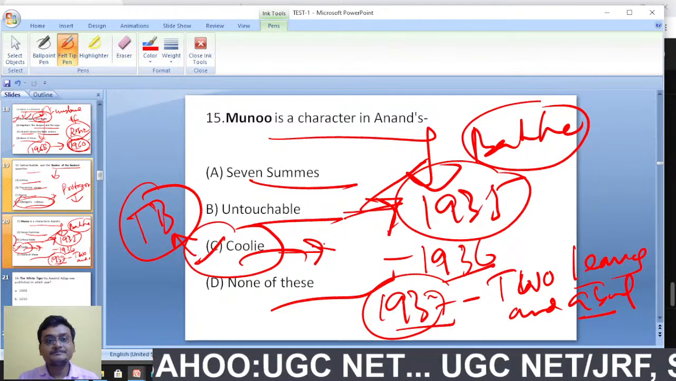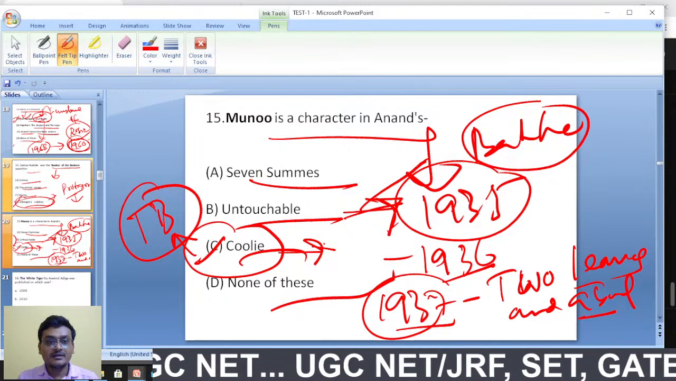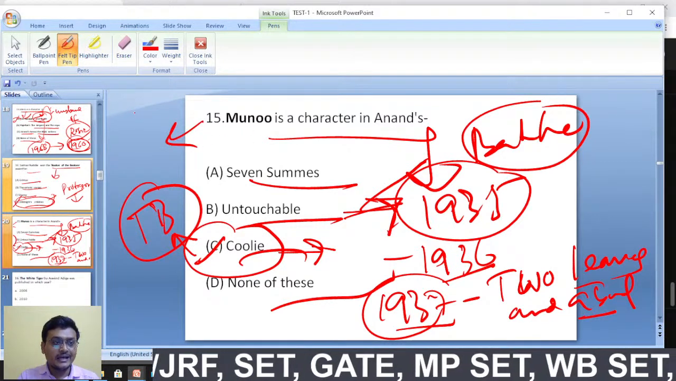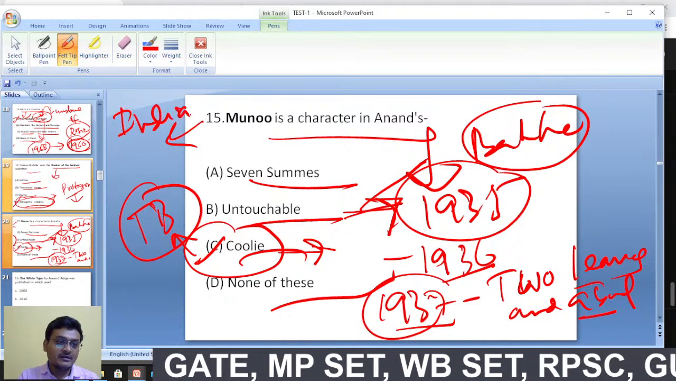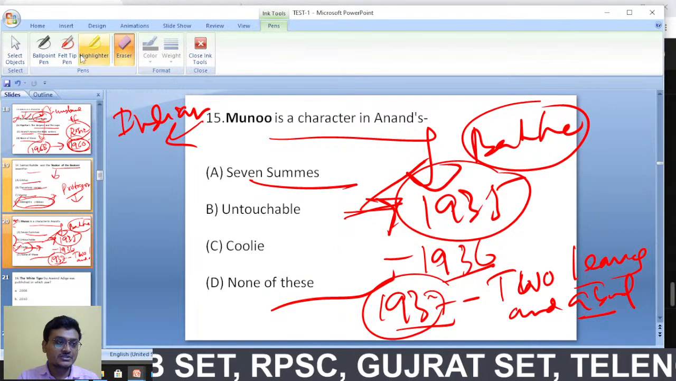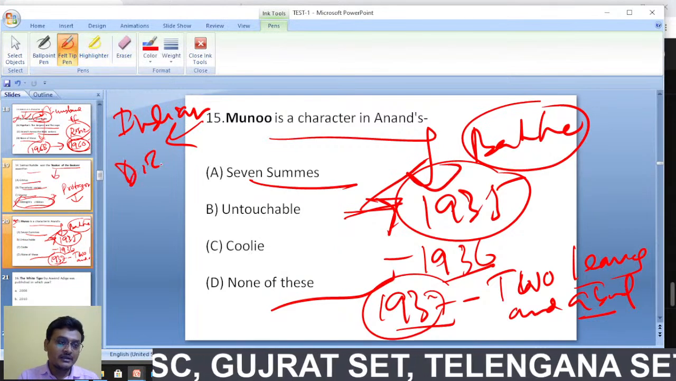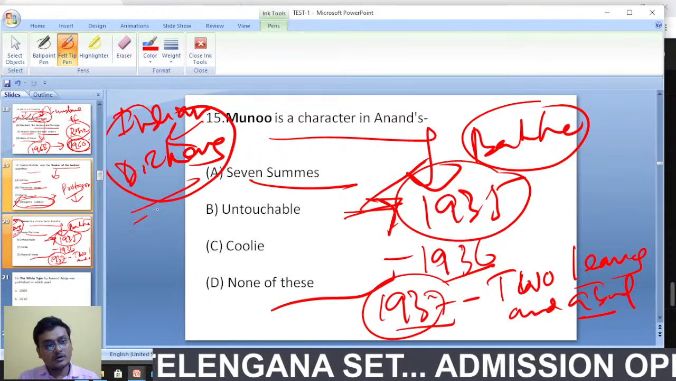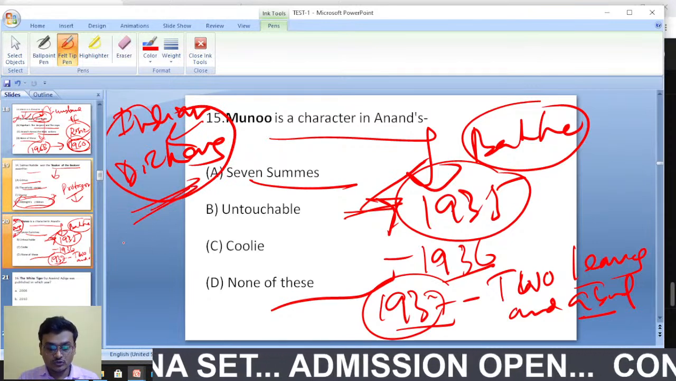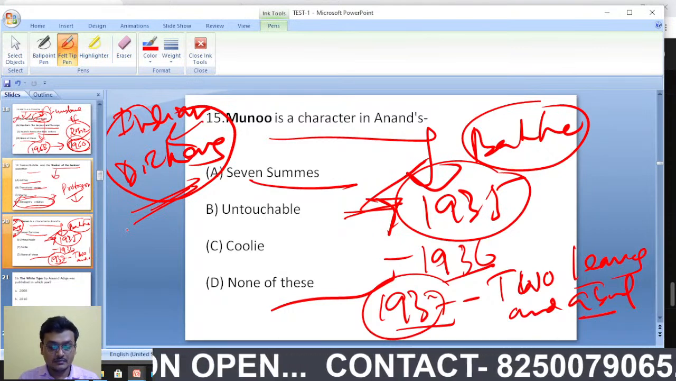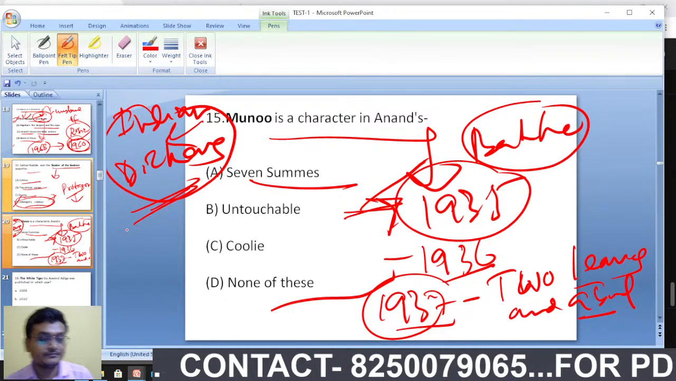Okay. And he is also known as what? He is also known as Dickens of the East, and Indian Dickens. Write it down that he is also known as Indian Dickens, or Dickens of the East. Two Leaves and a Bud was published in 1937. Okay, 1937, exactly.